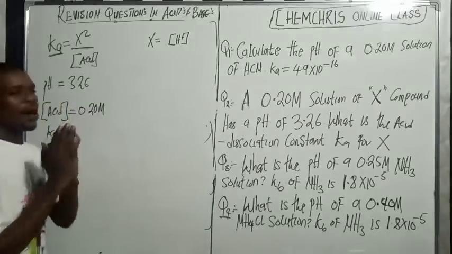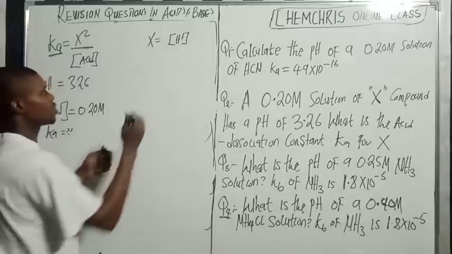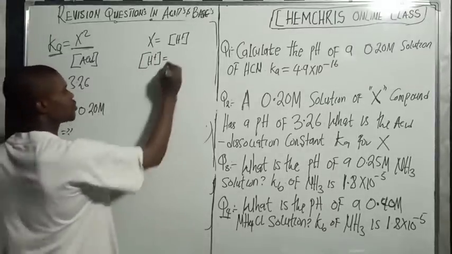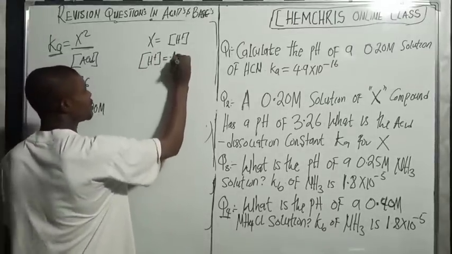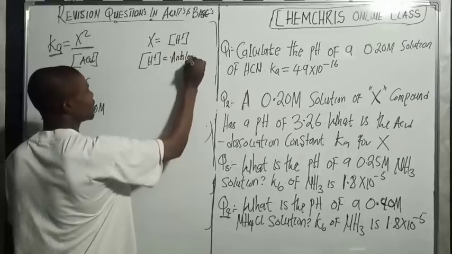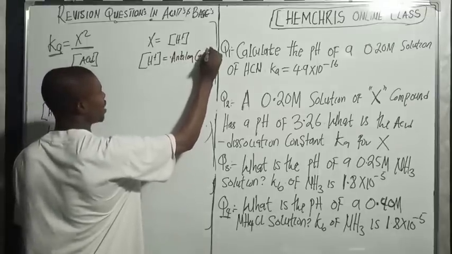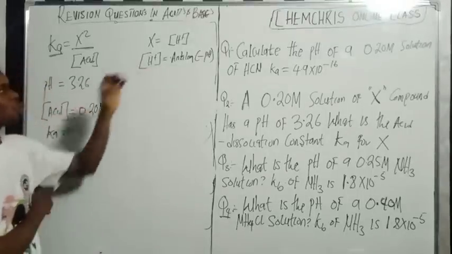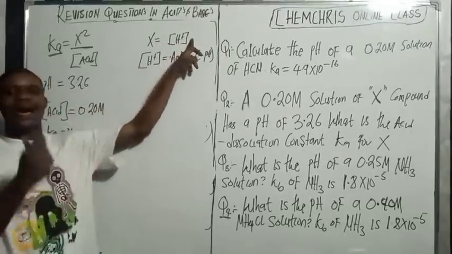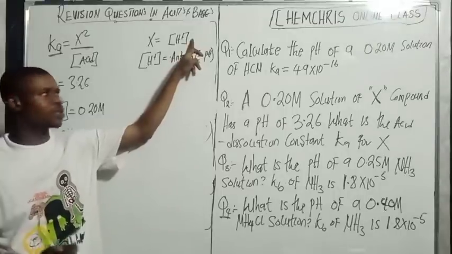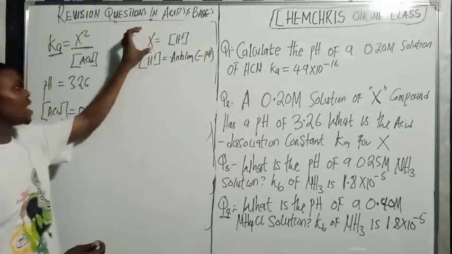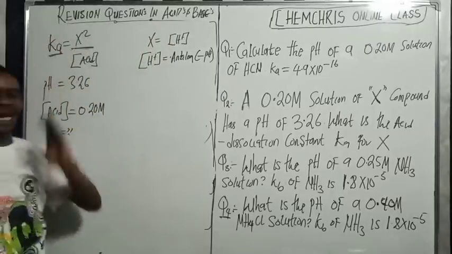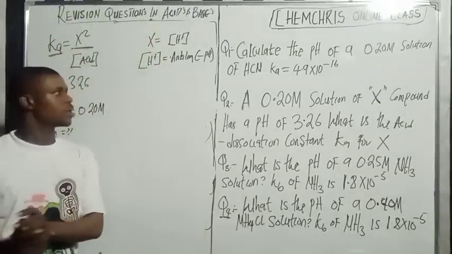Remember, we have a simple formula that says H plus concentration is equal to the antilog of minus pH, right? Can you recall the formula? With this formula, I can get my H plus concentration, and H plus concentration is the same thing as X. So once I have it, I input my values here and get my Ka. As simple as that. Do you understand?